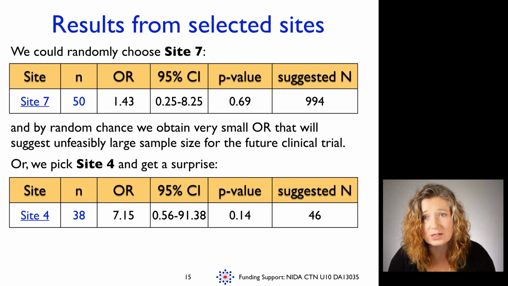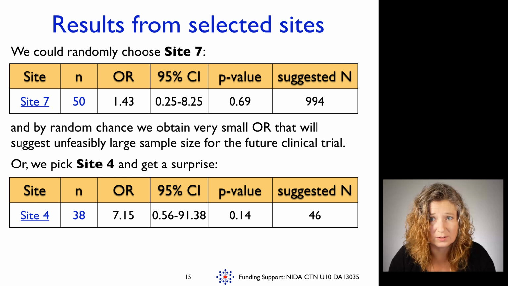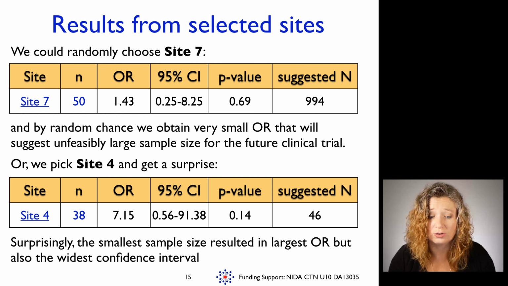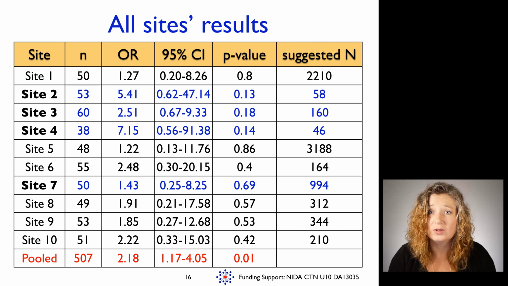It still wasn't significant, but if we assume that we will again observe the same odds ratio in a large RCT, we would need only 46 subjects in the large RCT. That wouldn't be very large. And this assumption that we will again see the same odds ratio in a large RCT is very brave. It's most likely not going to happen. So here are all the sites.